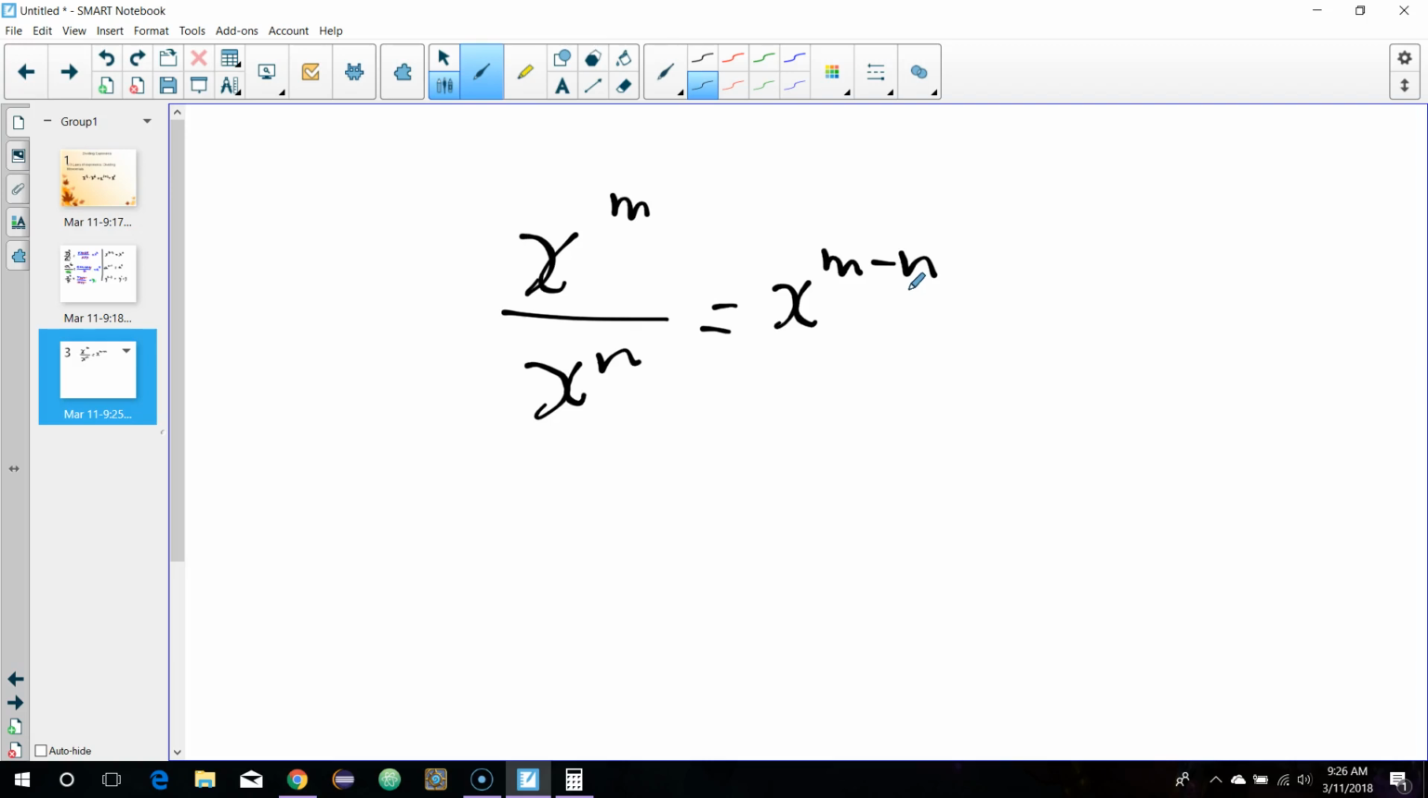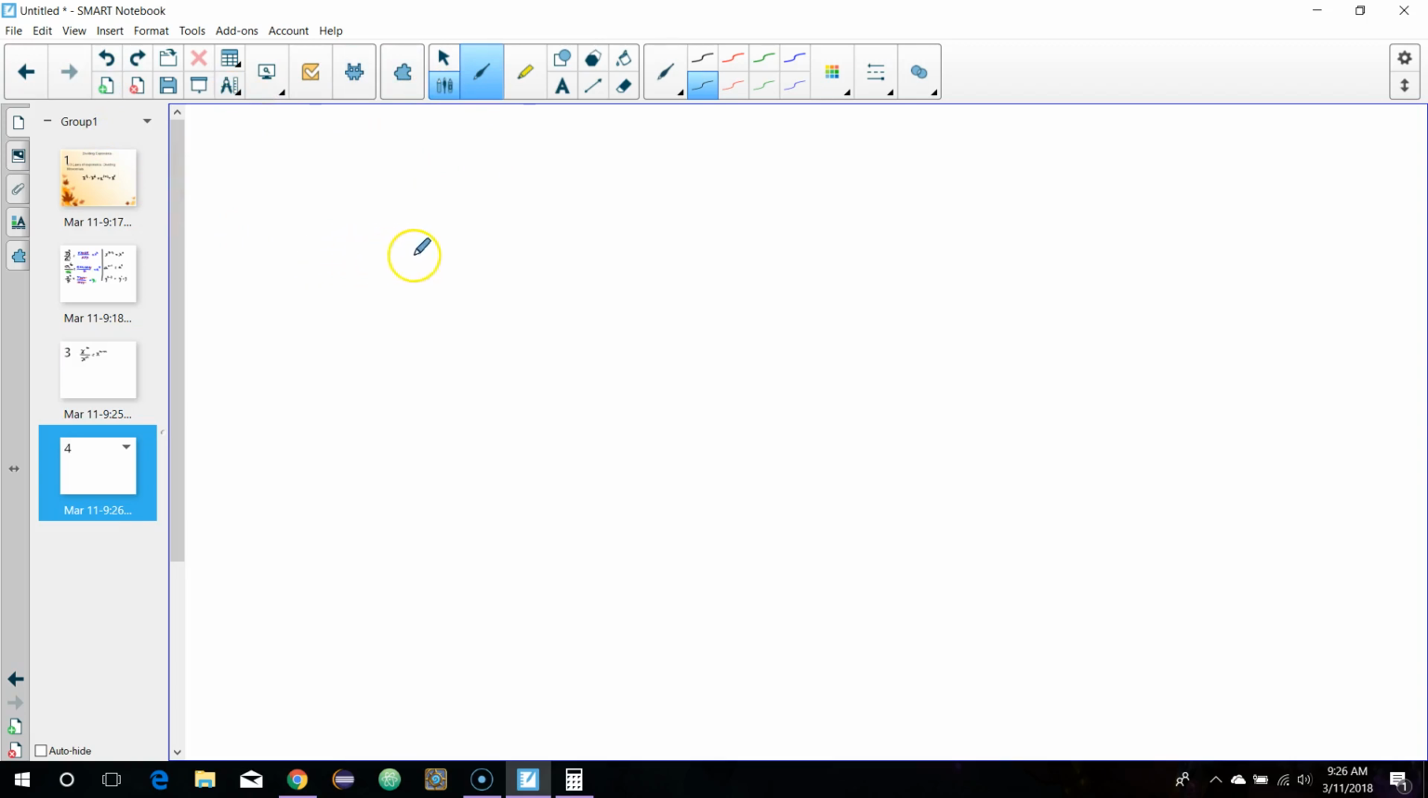So let's show you some examples. Let's say I have 2 to the power of 6 over 2 to the power of 4. It's still the same idea. We check the base. What's the base over here? 2. What's the base over there? 2. So they have the same base, so I can simply do 6 minus 4. Then I'll get 2 to the power of 2, which is just going to be 4.